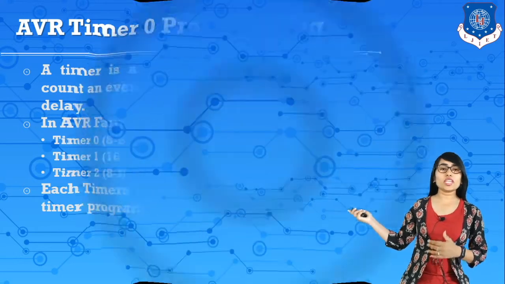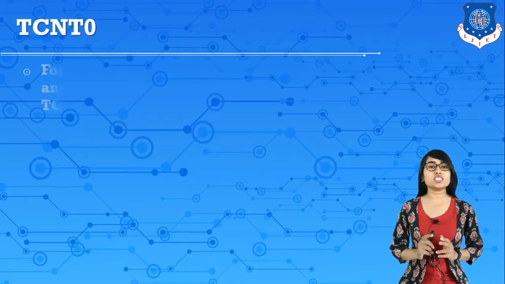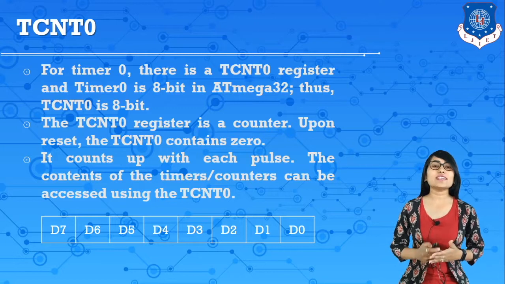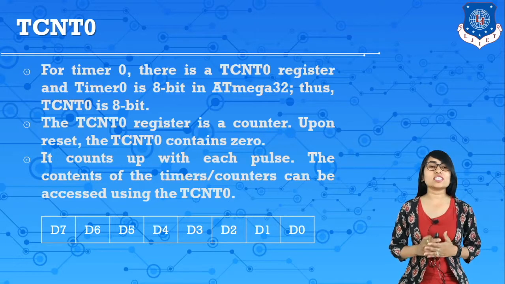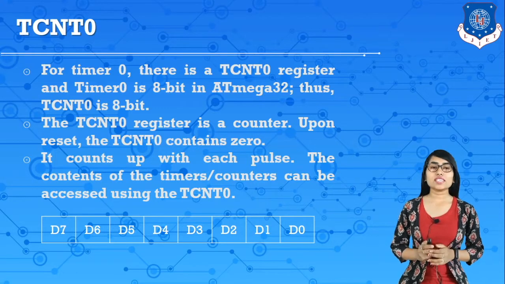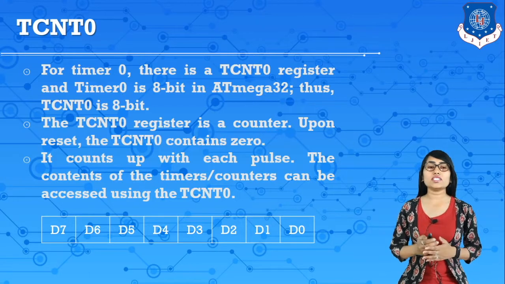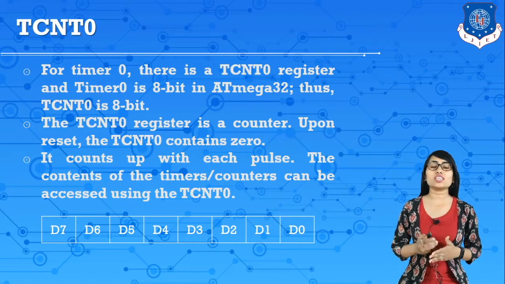So here we have the TCNT0 register for Timer 0. As Timer 0 is 8-bit in the ATmega32, TCNT0 is 8-bit. The TCNT0 register is a counter. Upon reset, the TCNT0 contains 0. It counts up with each pulse, and the content of the timer counter can be accessed using TCNT0.